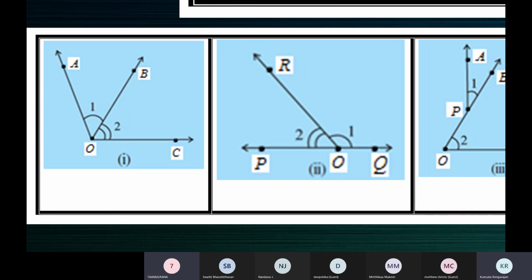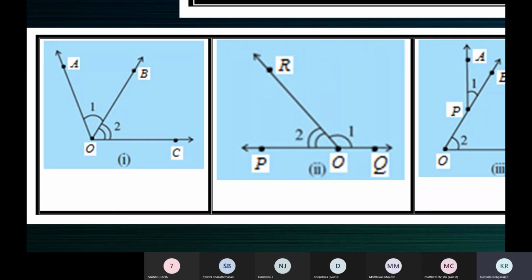Tell me now, angle 1 and angle 2, are they adjacent angles? Yes or no? Yes, ma'am. They are adjacent angles. Do they form a linear pair? No, ma'am. Why? Because the non-common arms are not going in opposite directions. They must go in opposite directions.